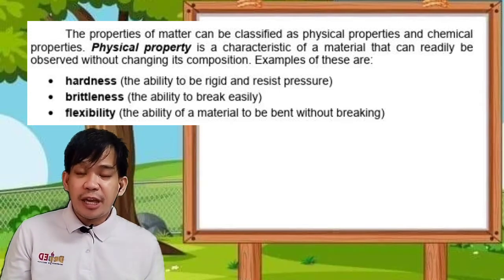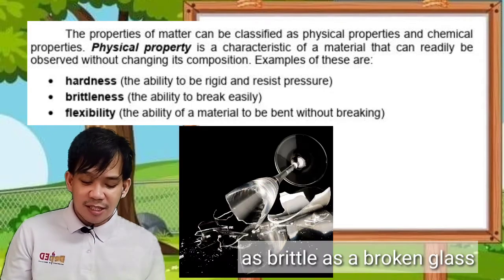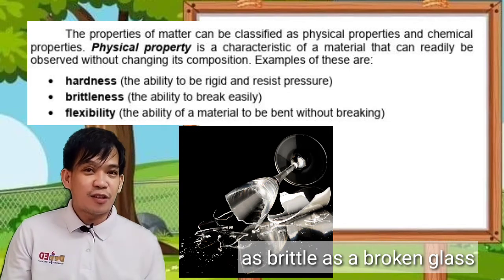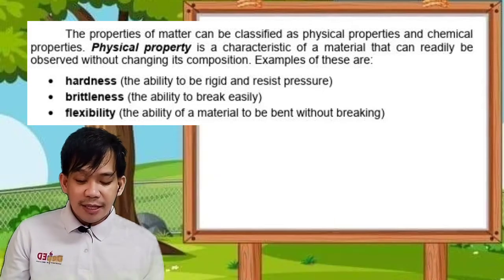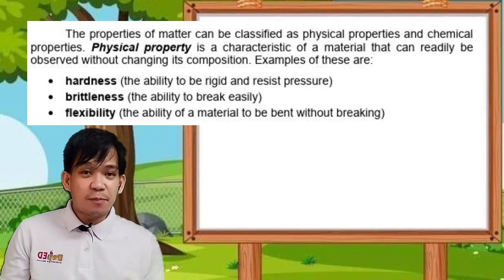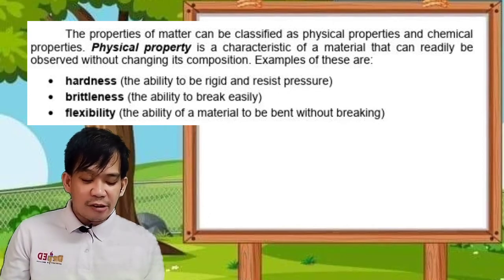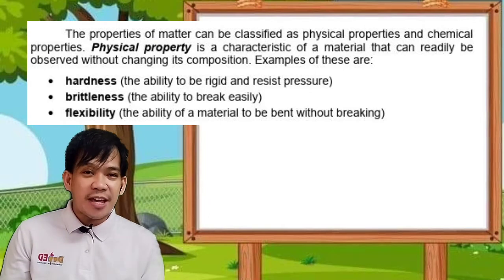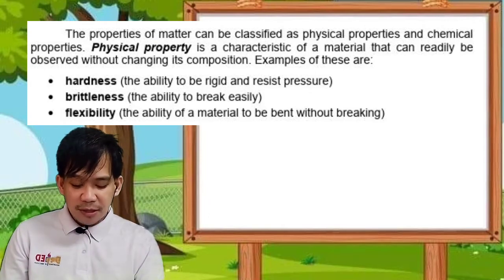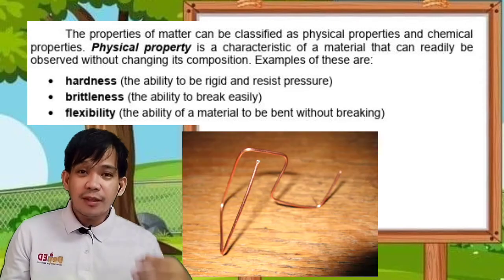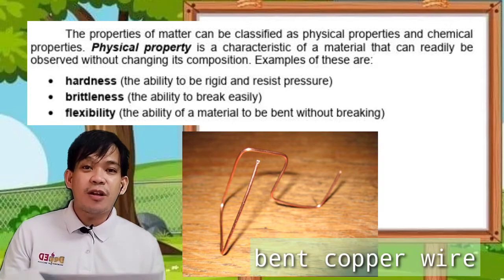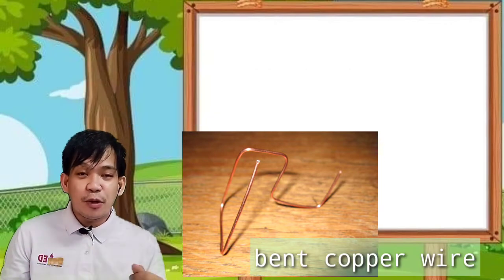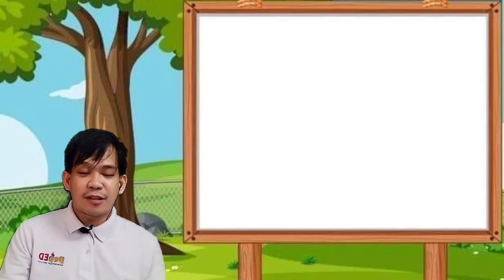Next, physical property of a solid material, brittleness. The ability to break easily. Easily broken. So, you know what materials break easily. Glass materials. Next, flexibility. It means the ability of a material to be bent without breaking. So, these are materials that even if you bend them, they do not break. Okay? An example of that is copper wire, right? When you bend it, it does not break when you are the only one bending it.